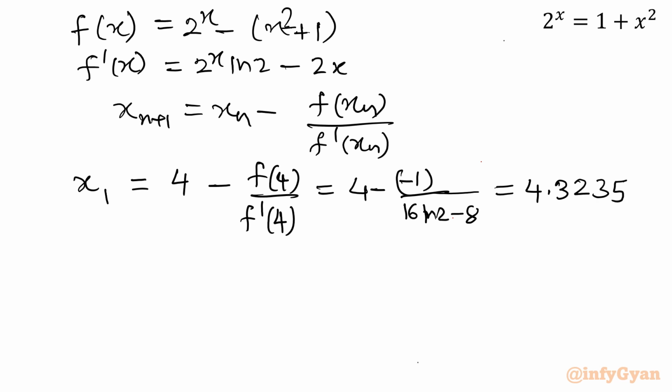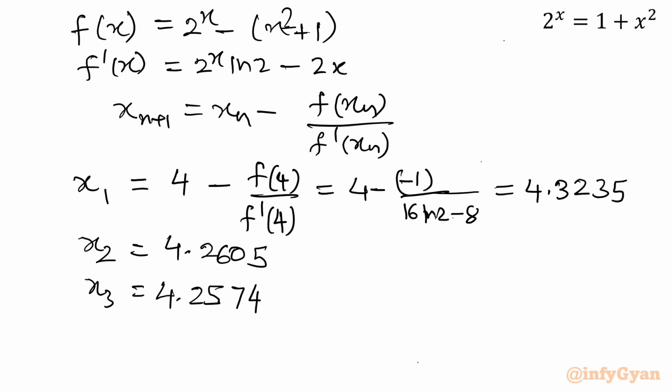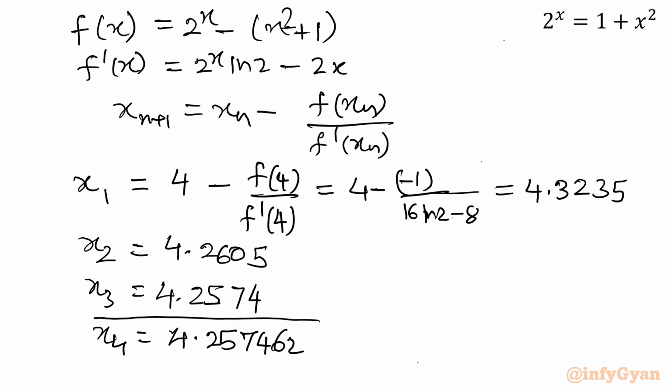This value is coming around 4.3235. Then I take the second iteration, and this value comes out 4.2605. In the third iteration I get 4.2574. And we get the final root, the final solution, after the fourth iteration. That value is 4.257462 and so on. We will consider this x4 value as the third solution of the given exponential equation.